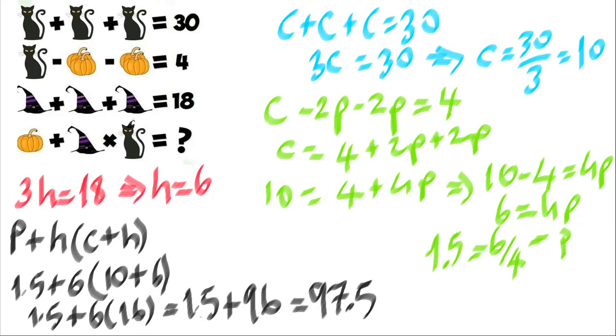This is 1 point. So maybe the point is not that clear, so let's make it clear. So this is 1 point. It looks like 15 maybe. So the final answer is 97.5.